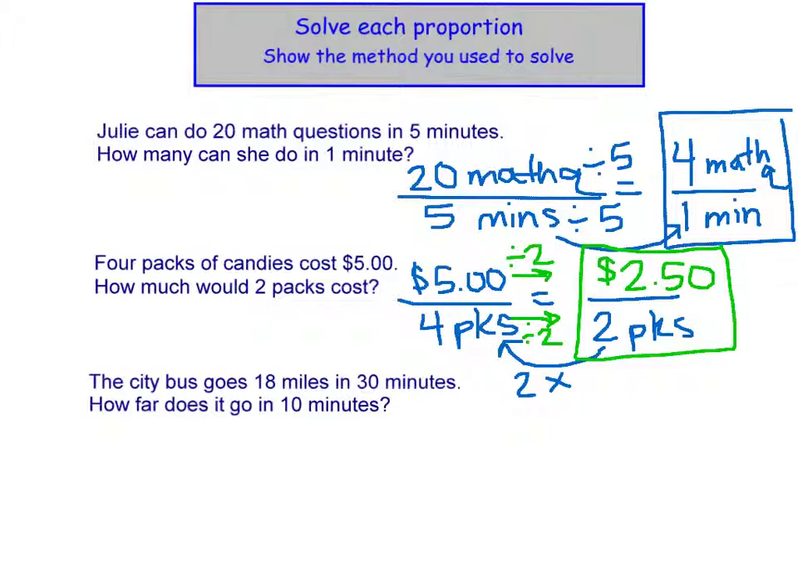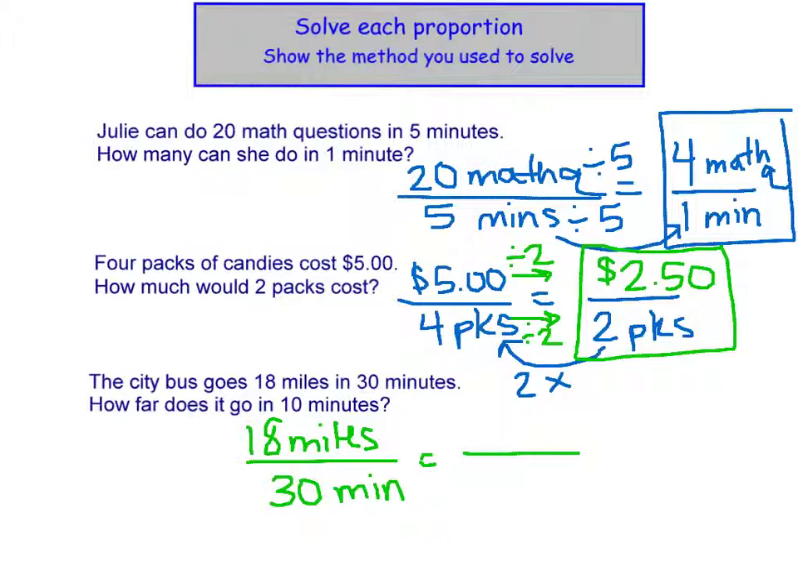The last example states, the city bus goes 18 miles in 30 minutes. So we're first going to set up that ratio or that rate where it's traveling 18 miles in 30 minutes. And then we want to know how far does it go in 10 minutes. So looking back at our ratio, we put miles over minutes. So that means that I have to put minutes in the denominator. And then I'm going to look across my problem here and I see I'm at 30. How do I get to 10? That would be dividing by 3. So we're going to do 18 divided by 3 and we get 6 miles.